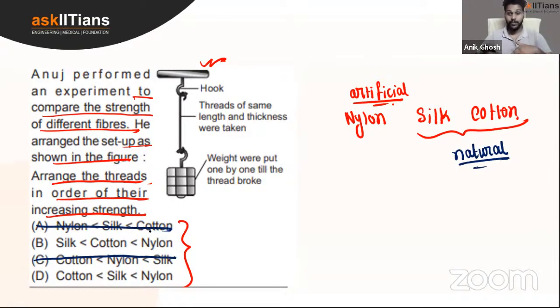This was the approach I'm talking about. It's not always that you would know the answer, but you can find it out if you have some time in your hand. That's why you need the time for this section. I think you're getting my point now, right? Now, we are left with two options: nylon, cotton, silk, nylon, silk, cotton.